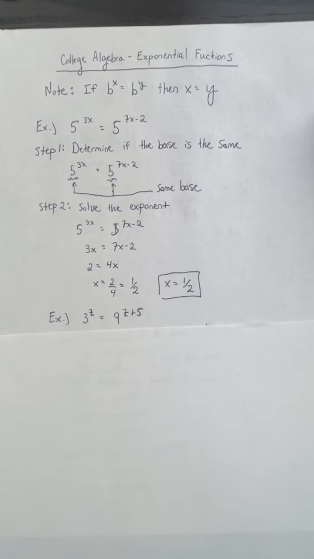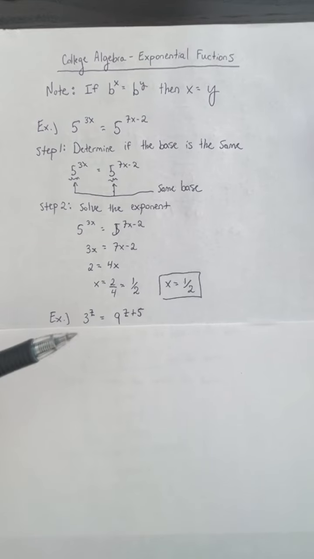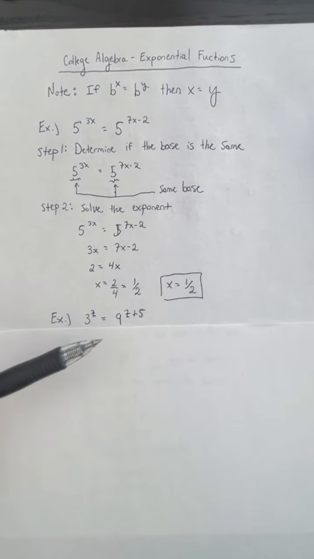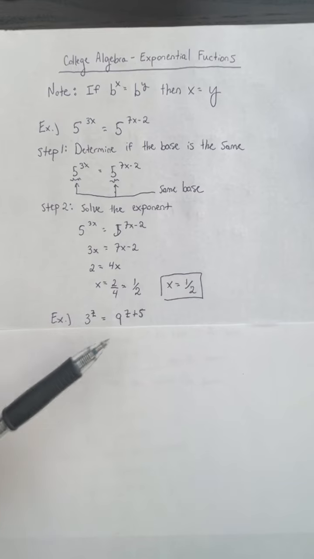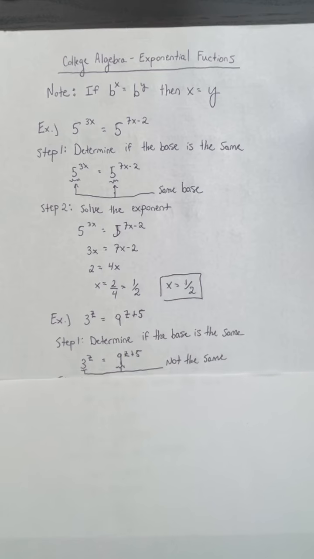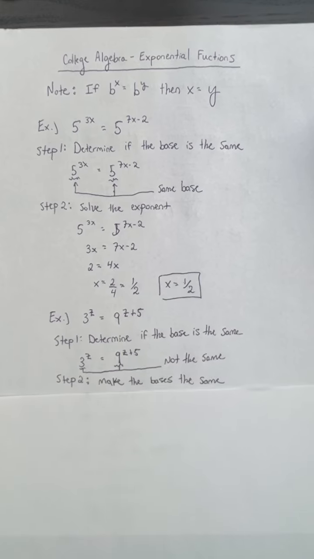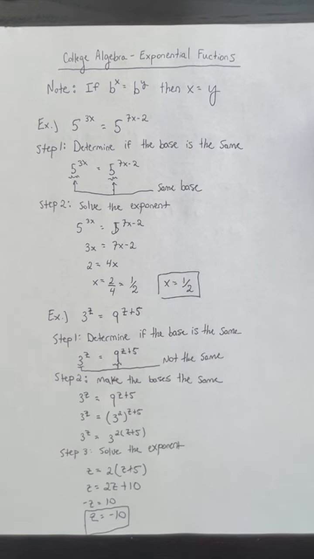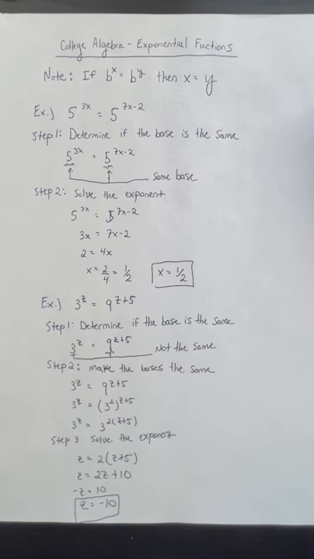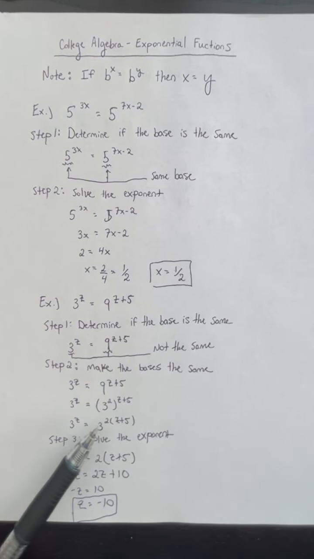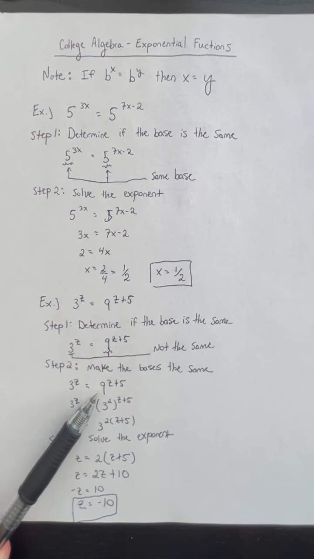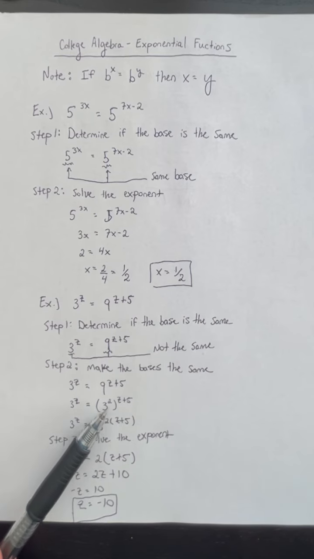The next example problem is a little bit more challenging, where our bases are not the same, but it's very obvious what we need to do with this 9. So the first step is we want to determine if the bases are the same, and if they're not, then we want to do some algebra manipulation in order to make sure that the bases are the same. So you can see here, this is what we're doing. We're taking this 9 and making a 3 squared out of it.